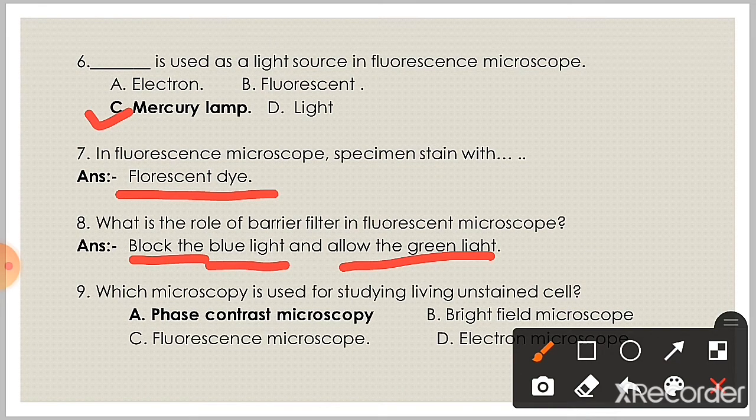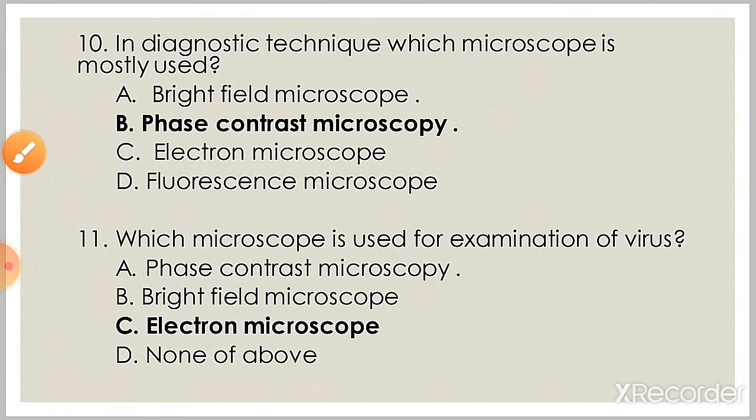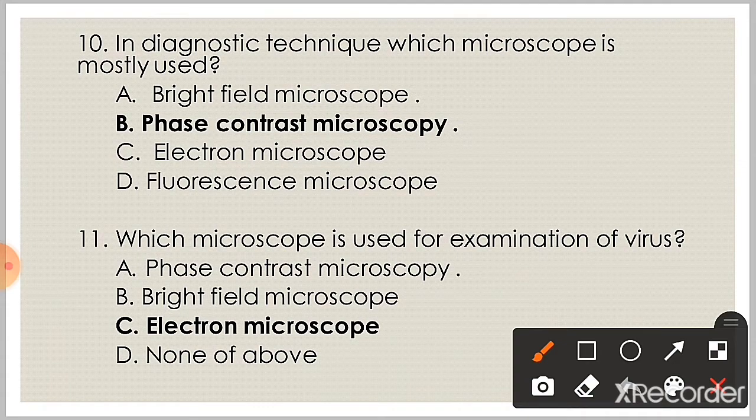Question 9. Which microscopy is used for studying living unstained cell? Option C, phase contrast microscopy. Question 10. In diagnostic technique, which microscope is mostly used? Option B, phase contrast microscope. Question 11. Which microscope is used for examination of virus? Option C, electron microscope.